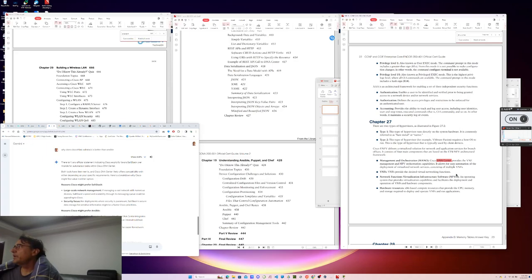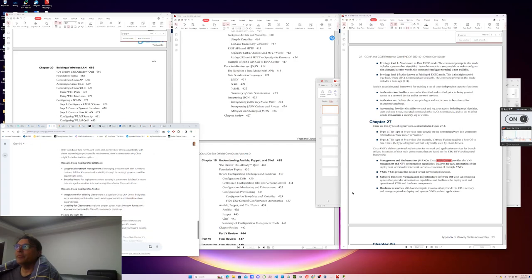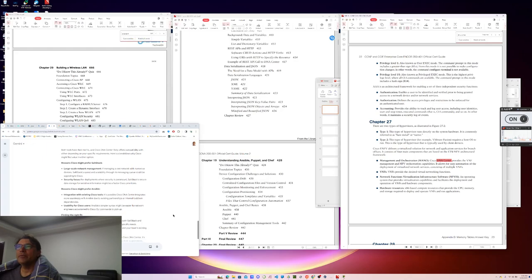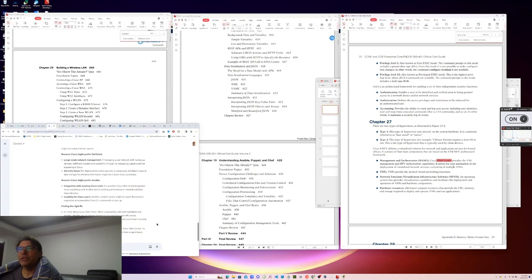Cisco DNA Center provides the VNF management and NFV orchestration capabilities, allowing for easy automation and deployment of virtualized networks. So it says, over Ansible for automation tasks within Cisco DNA Center. Both tools have their merits, and Cisco DNA Center likely offers compatibility with either, depending on your specific requirements. Here's a breakdown why Cisco might find value in either option. This book says that the last word is Saltstack. So Saltstack is preferred in the Cisco DNA Center. It's more likely Cisco DNA Center offers compatibility with both Saltstack and Ansible, allowing you to choose based on your network-specific needs. Consider factors like network size and security requirements.